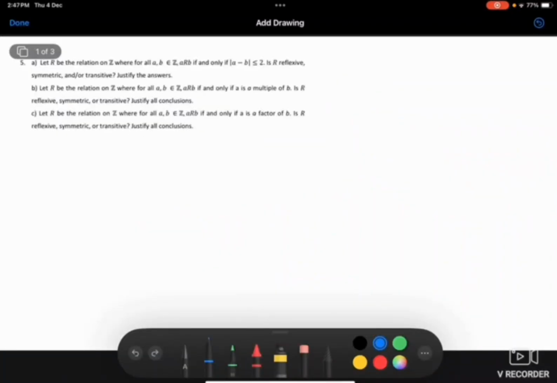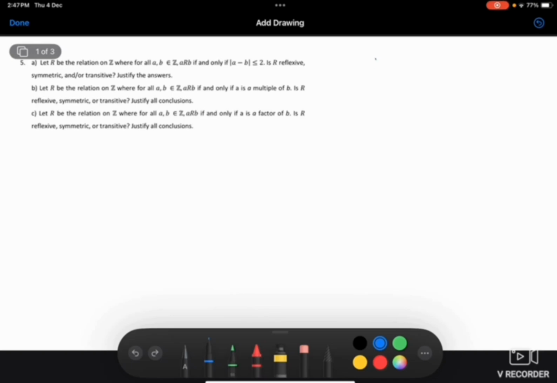Hello, in this video we'll be analyzing 3 relations on the set of integers, and for each of it we'll be determining whether it is reflexive, symmetric or transitive. Before we begin, I'll be stating the definition that we'll be using in this question.